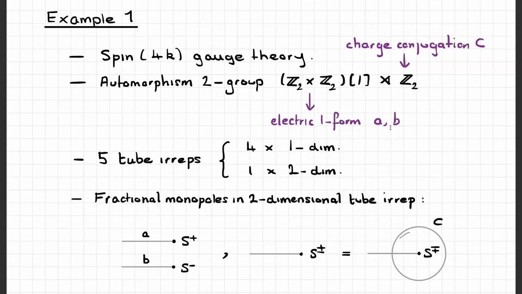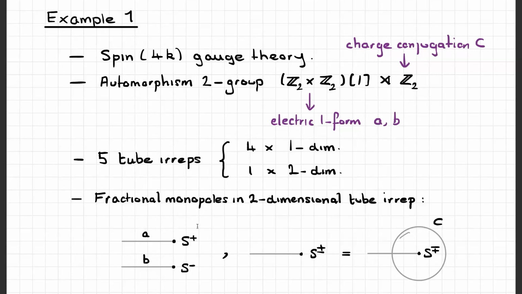And so you can classify the tube reps in this case. There are 5 of them. 4 of them are one-dimensional, and then there's one interesting two-dimensional one. So let me explain how the two-dimensional irrep is realized. It's realized in this theory by studying fractional monopoles. So you want to look at monopole operators in this theory, local operators. Monopole operators are typically labeled by co-characters of the gauge group.